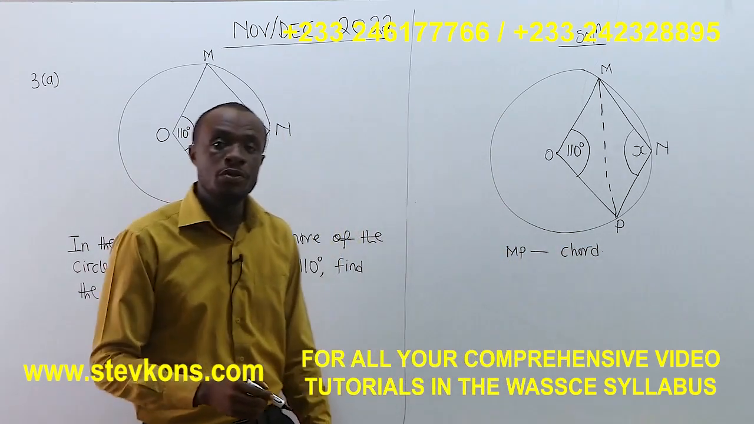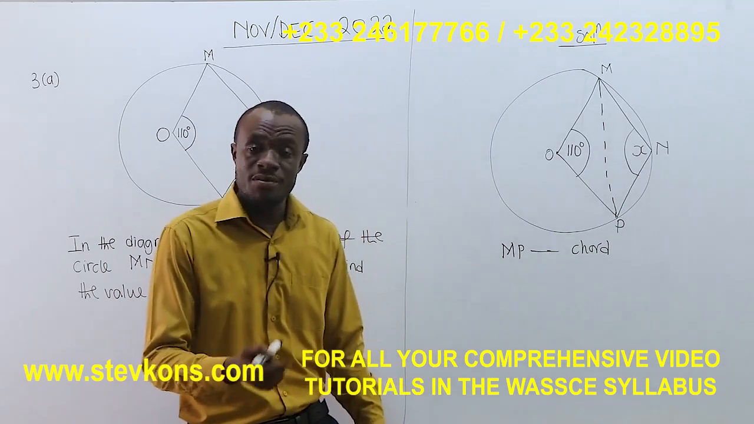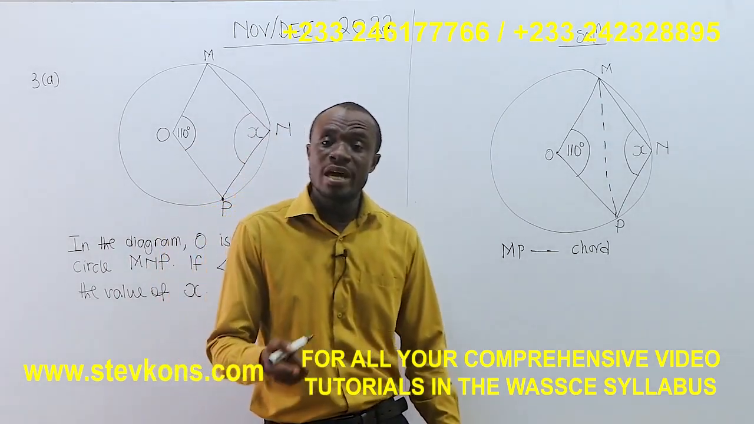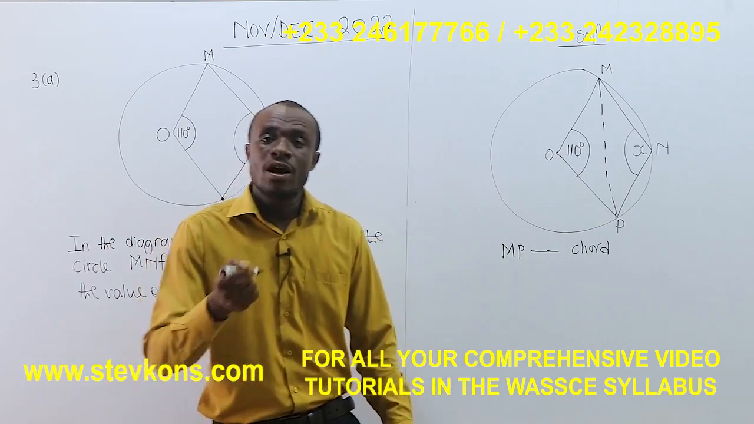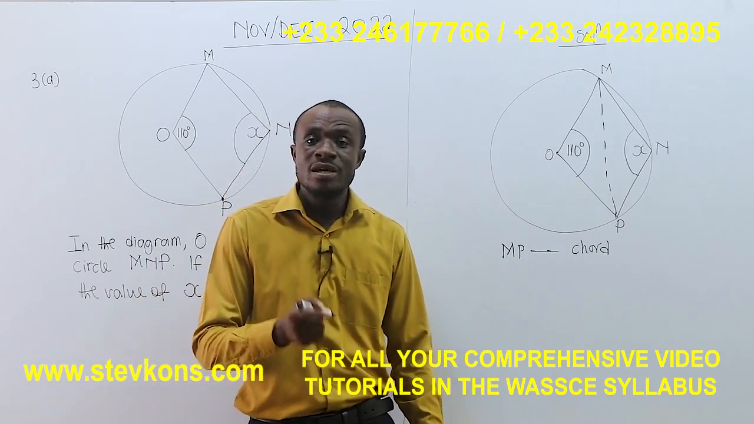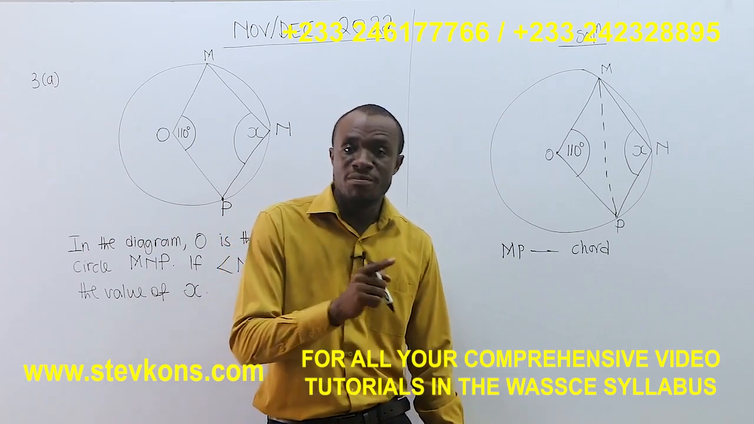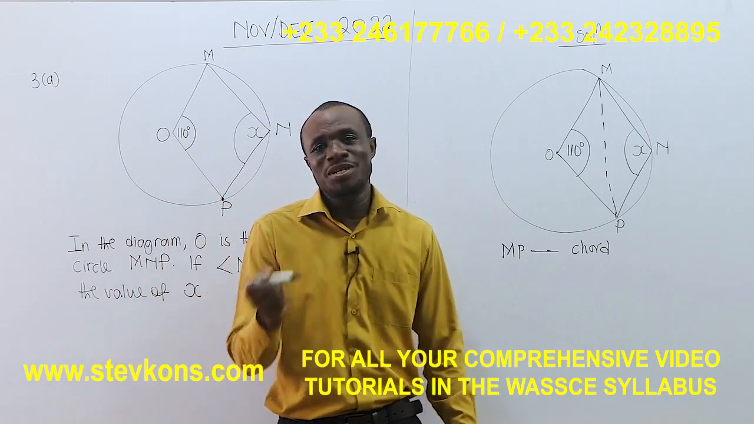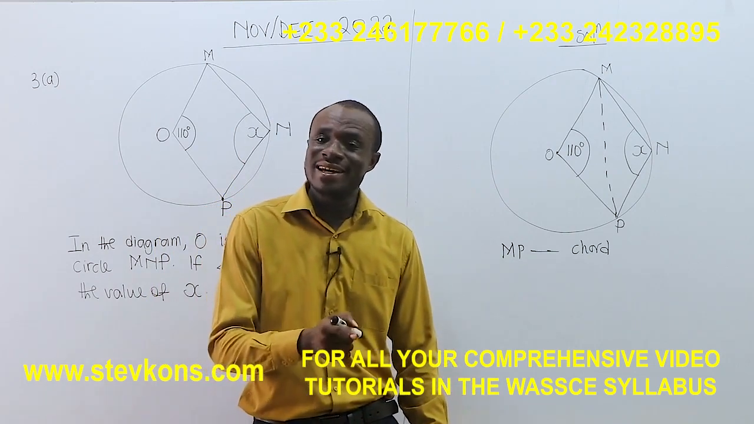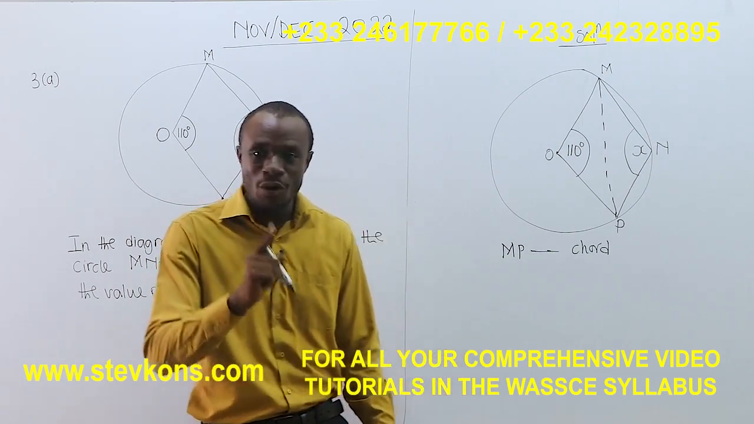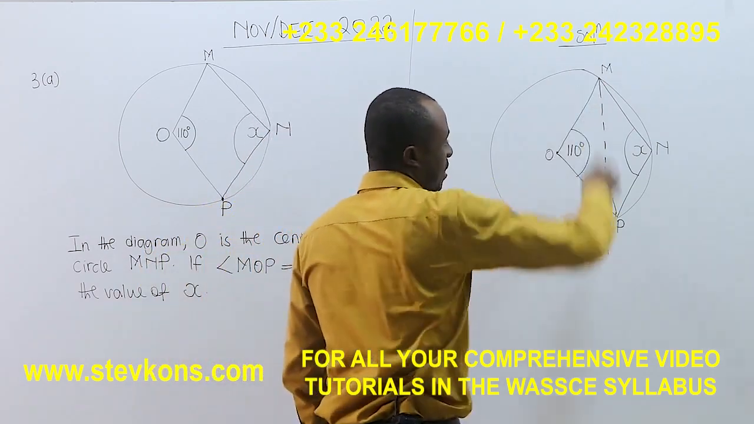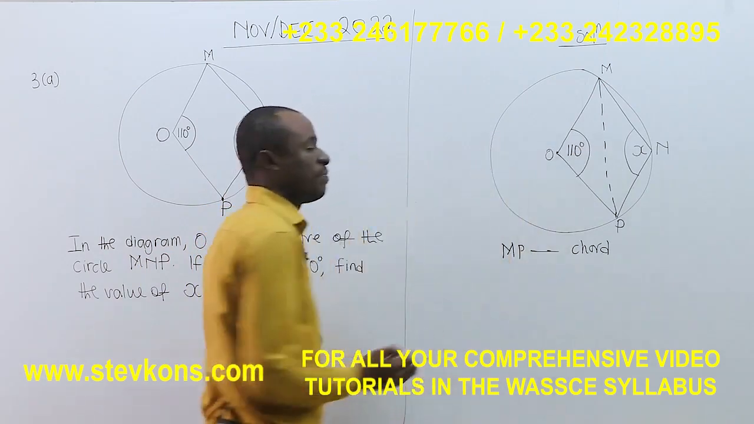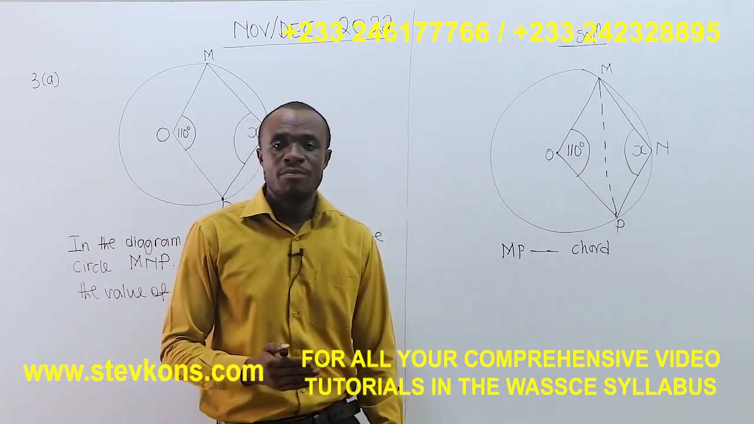Now it's not necessary for you to put it in the answer sheet that MP is a chord. But we have to know the difference between a chord and a diameter. A chord divides a circle into two segments. So we have the major segment and the minor segment. But a diameter is a special chord whereby it divides the circle into two equal parts. So MP is a chord. This part is the minor segment, and the whole of this part is the major segment.